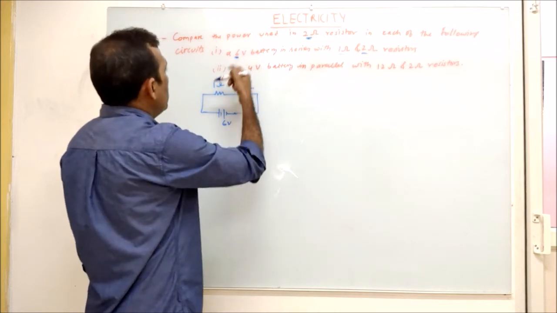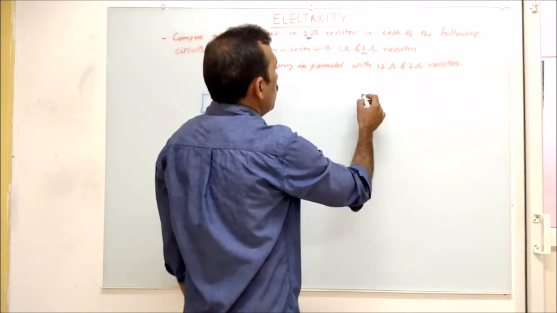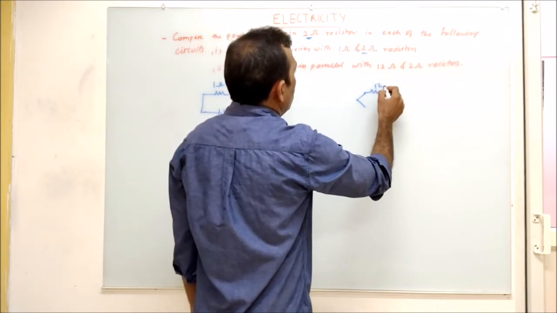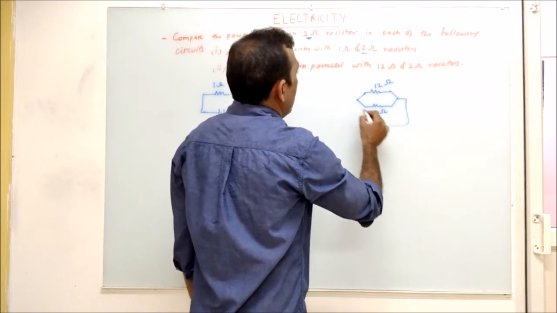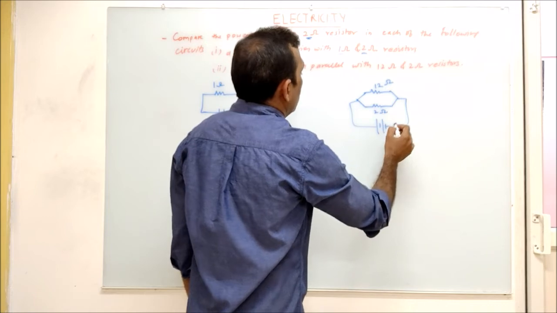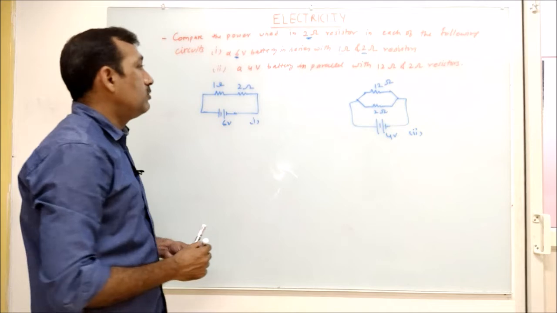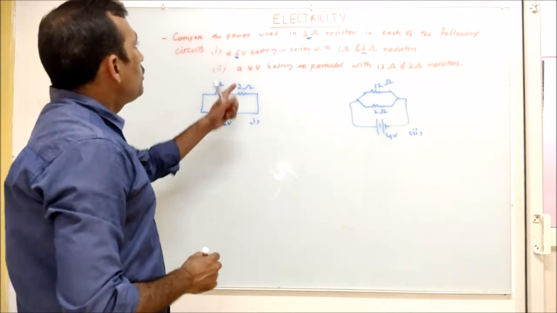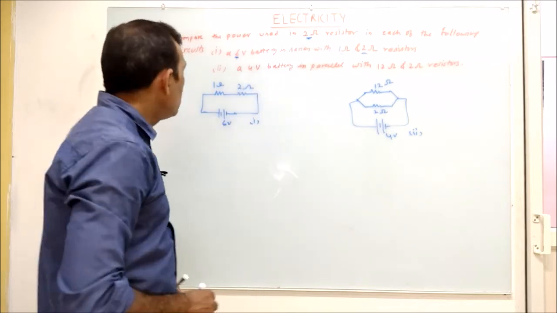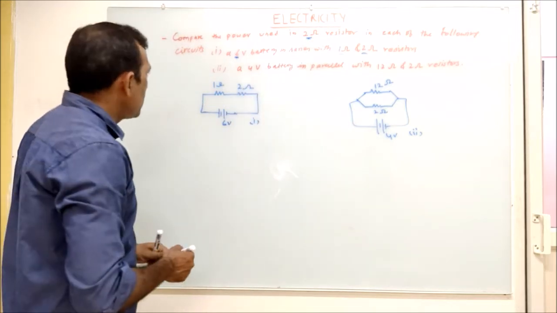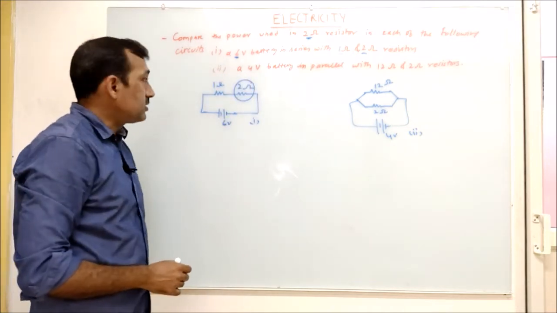This is the first. And the second is a 4 volt battery in parallel with 12 and 2 ohm. So 12 ohm and 2 ohm resistors in parallel with a 4 volt battery. This is the second part of the question. Now we need to find what is the power in the 2 ohm resistors. So let us see here how much power is there. Now my target is this resistor.